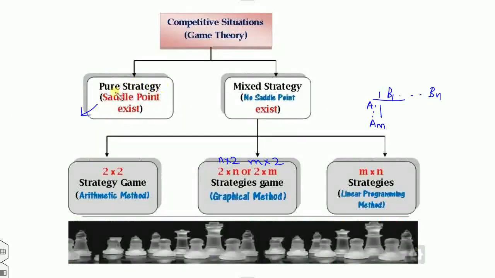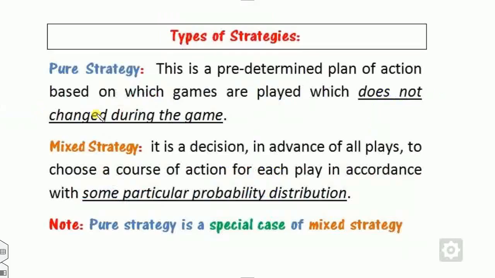In the last slide, we have seen that there are two types of strategies: one is pure, the second is mixed. So what is the meaning of pure? Pure means whatever you have decided before starting the game. It is a pre-decided, predetermined plan of action, based on which the game is played, and which does not change during the game. Once you have decided the plan, if it does not change during the game, it is called the pure strategy. And the one which changes, with some probabilities, is called the mixed strategy. So the pure strategy is a special case of the mixed strategy.